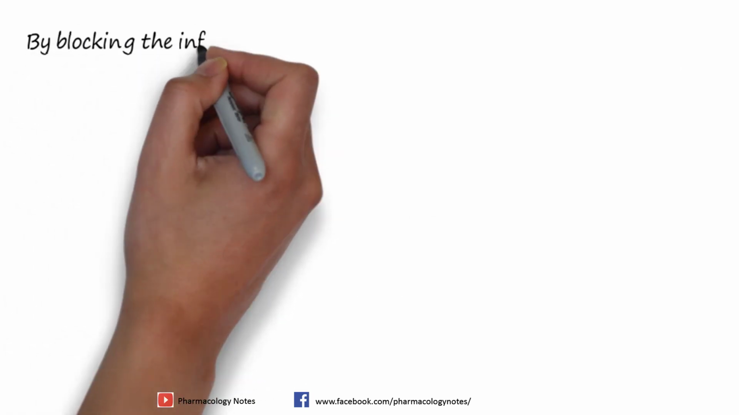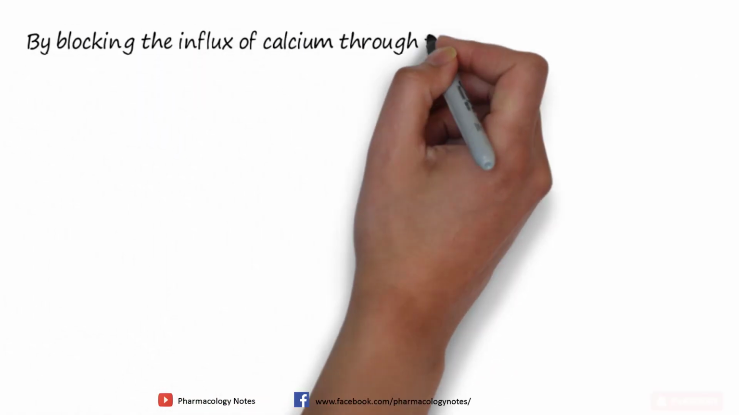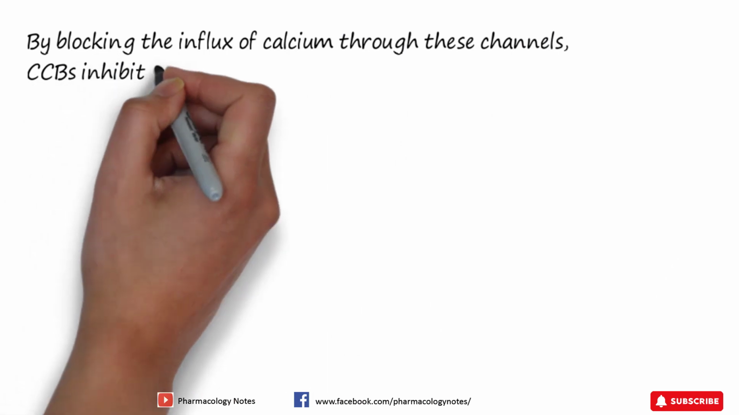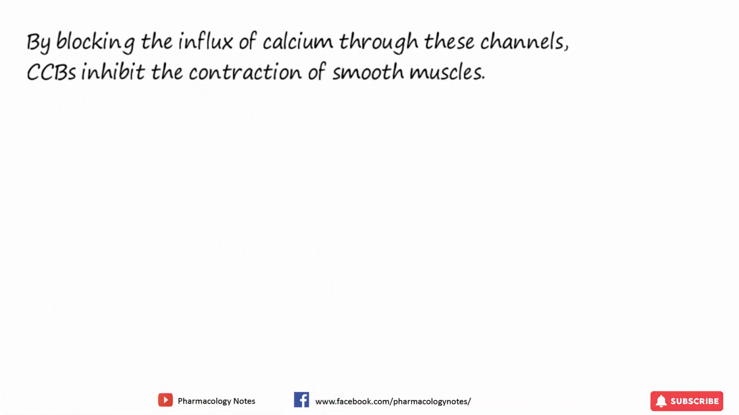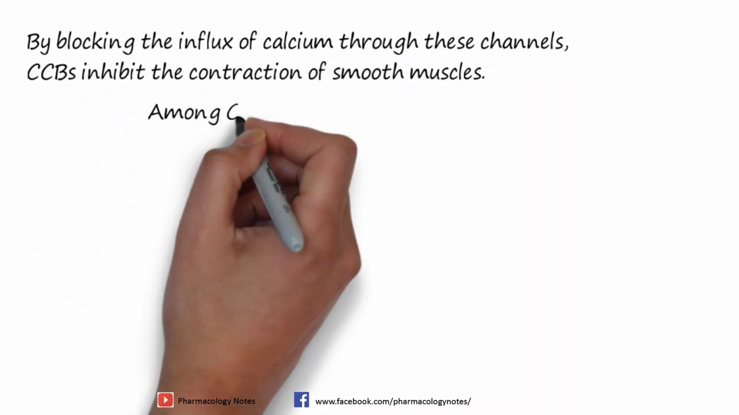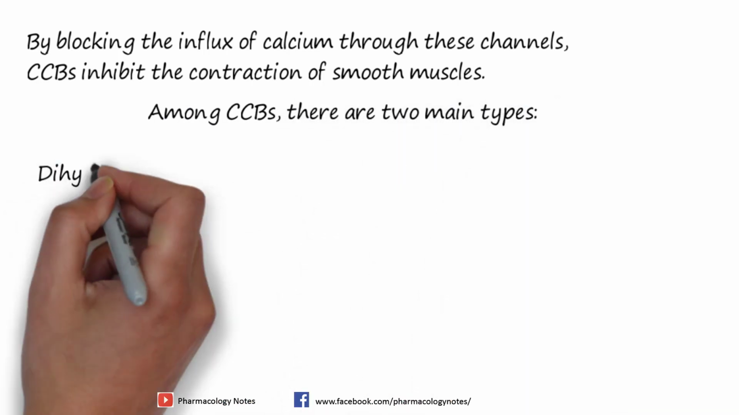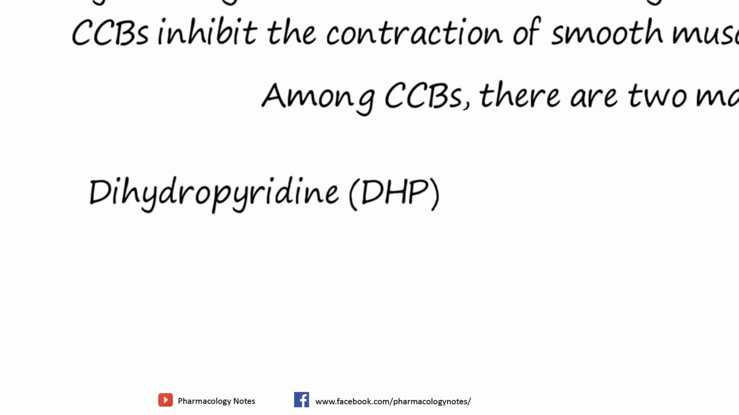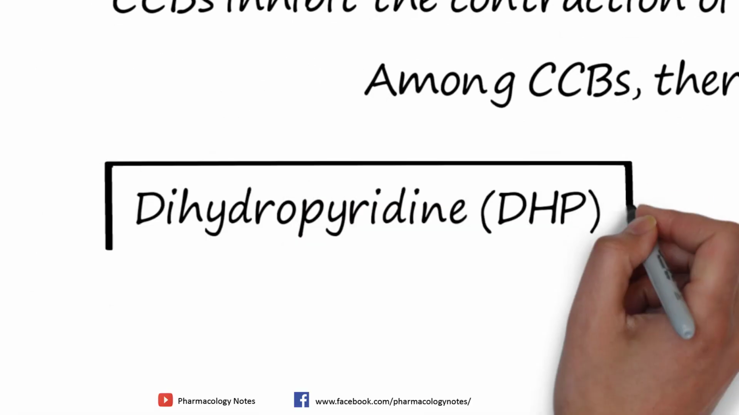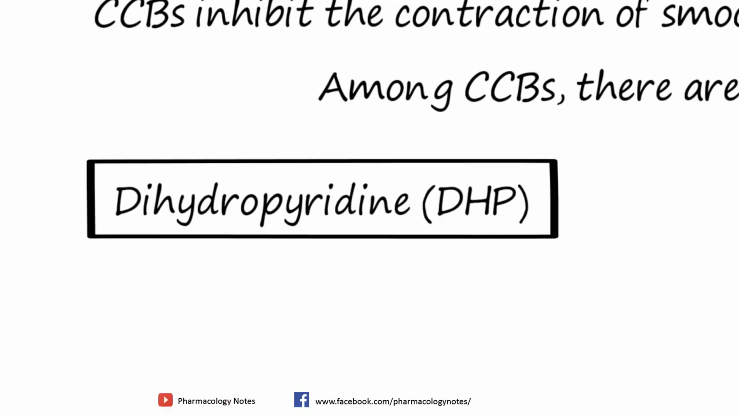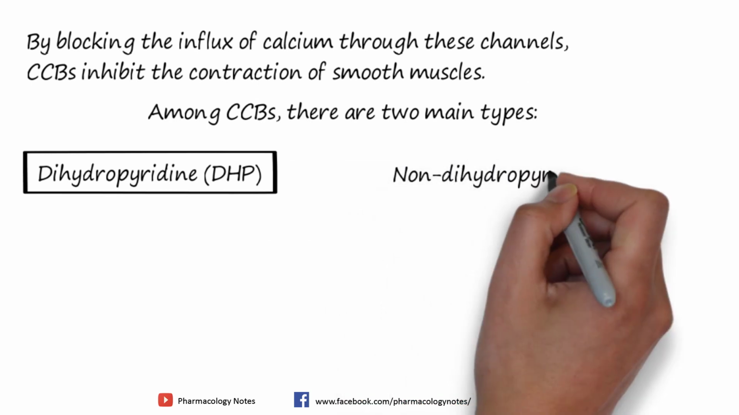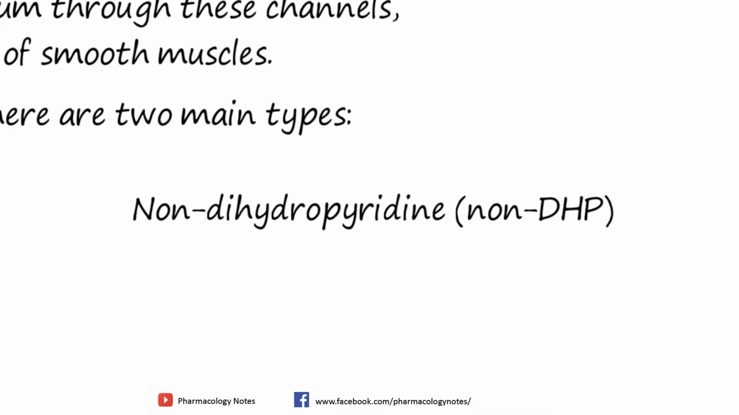I hope it makes sense. By blocking the influx of calcium through these channels, like L channels, calcium channel blockers inhibit the contraction of the smooth muscles. Among calcium channel blockers, there are two main types as I discussed earlier: dihydropyridines, DHPs, and the other class is non-dihydropyridines, non-DHPs.